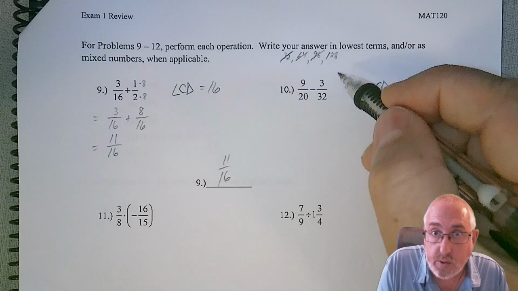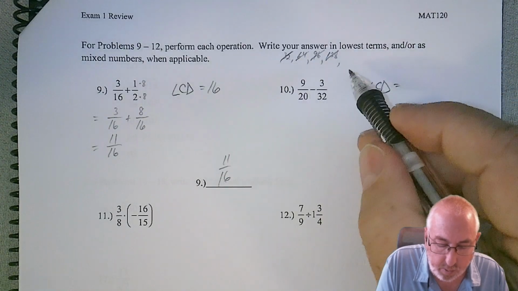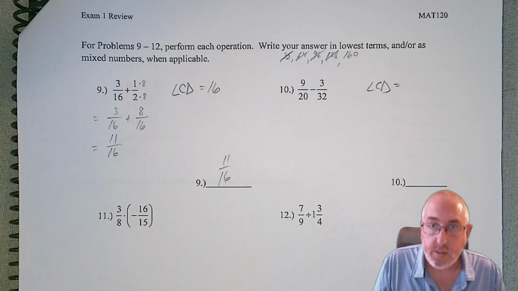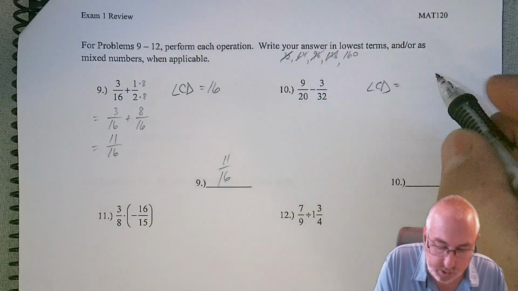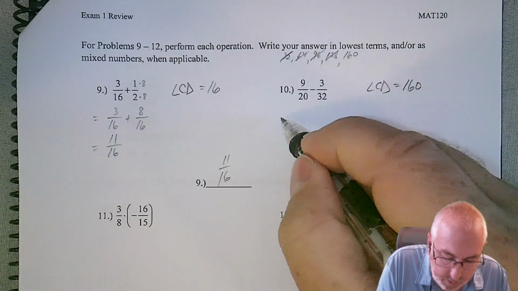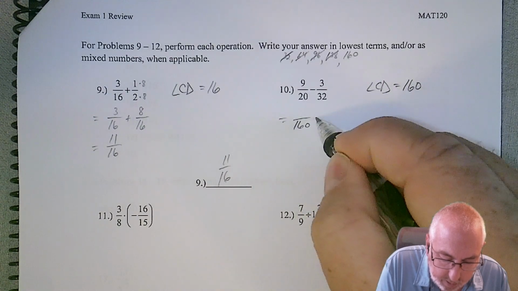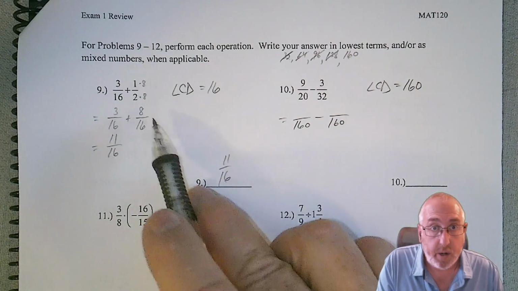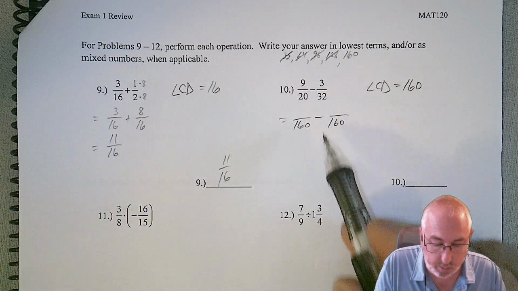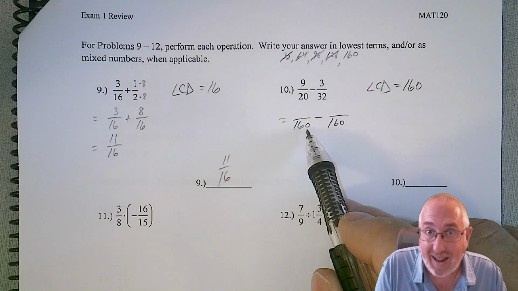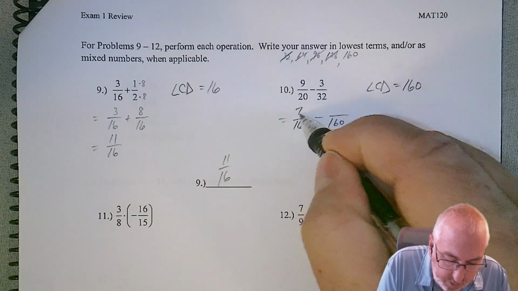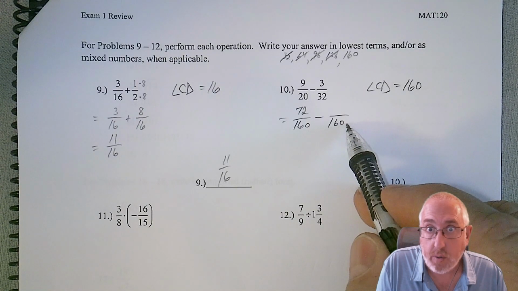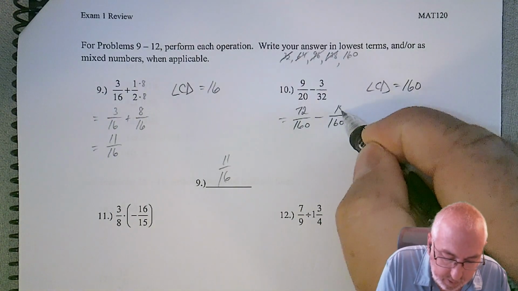Does 20 go into that? No. The next multiple after that would be 160. Ding, ding, ding. So we know that 20 goes into 160, so that must be our LCD. That means we get 160 here and 160 there. Same thing we did over here, we have to make sure we modify the tops accordingly. To get from 20 to 160, we'd have to multiply by 8. 9 times 8 is 72. For 32 to go into 160, you'd have to do it 5 times. So if we multiply the top by 5, that would give us 15.